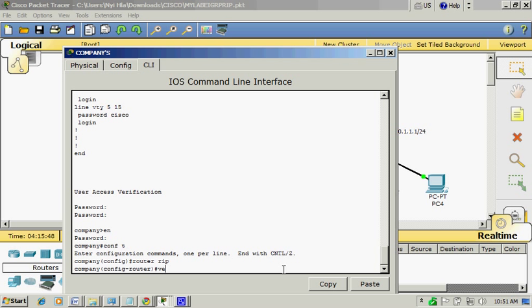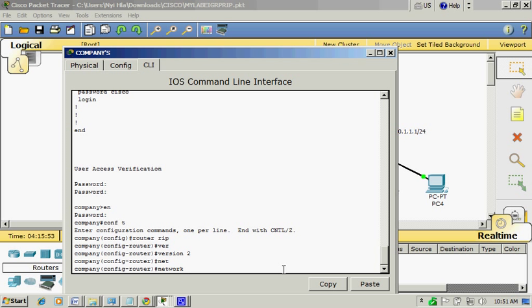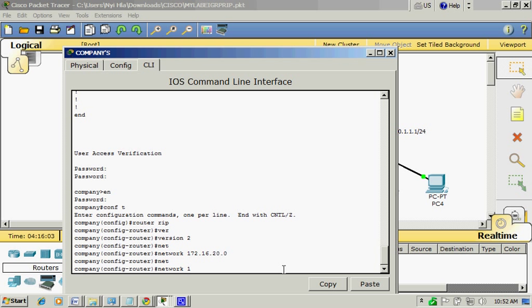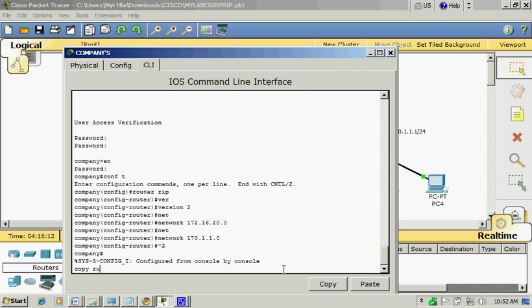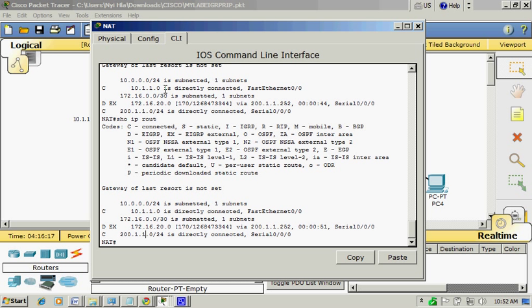This is RIP version 2, network 172.16.20.0. So network 170.101.0. So we have two external EIGRP routes. Yes.